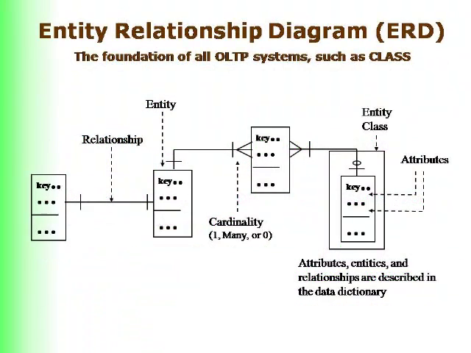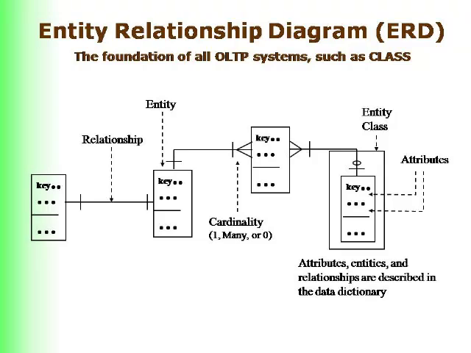The slide shows what is the foundation of OLTP systems for modeling. ER diagram is shown on the slide. Basically, ER diagram identifies the entity or entity classes, the attributes of each entity, key for each entity, and the different kinds of relationships and the cardinalities. The cardinalities can be either one-to-one or one-to-many or many-to-many.